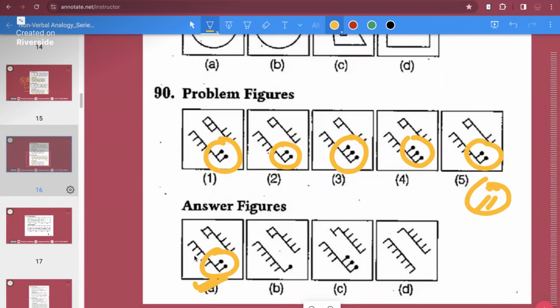Right, buddy? Yes, sir. This is the one which is closest to the answer. So you can take a call over here, or maybe if you are comfortably past the cutoff and you do not want to take risk, then you might want to leave. But if you have to take risk, go with option A.